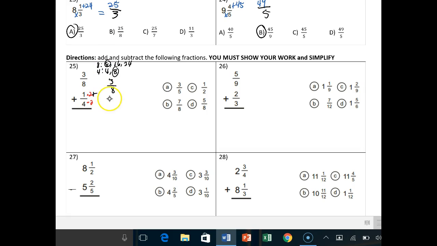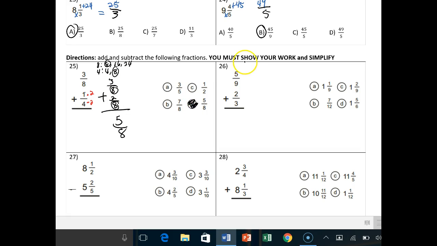So it becomes 2/8, because 1 times 2 is 2, 4 times 2 is 8. So we add these together. Sorry, that plus sign should not be there. Let's add these up. 3 plus 2 is 5, and you keep the denominator. So 5/8. So D is your answer.